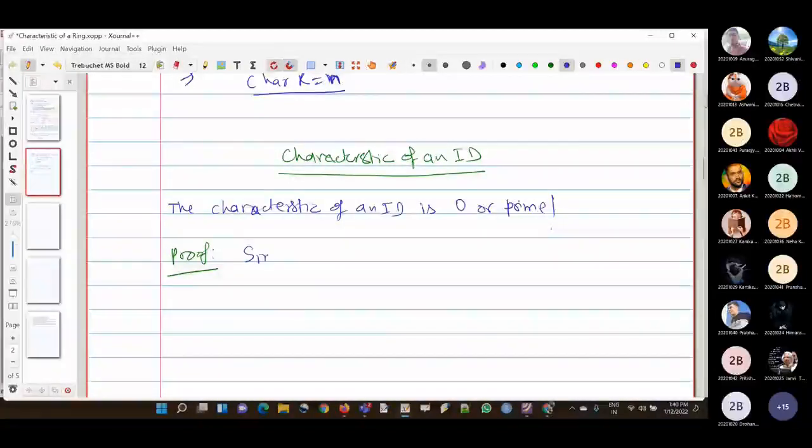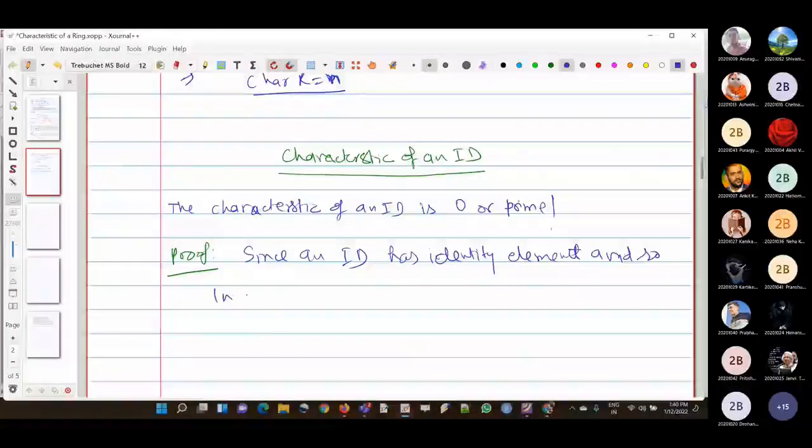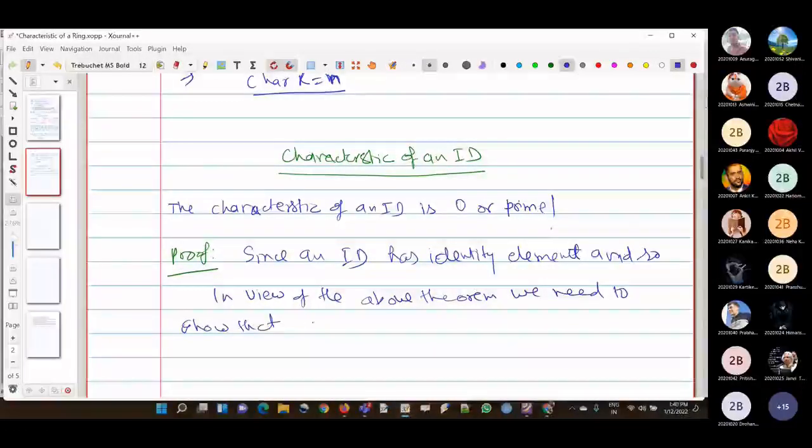Let us see. Since an integral domain has an identity element, so in view of the above theorem, we need to show that the order of identity, here I am writing the identity as 1, the order of 1 is prime.